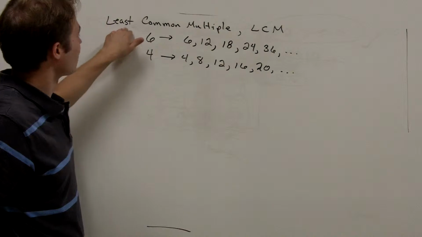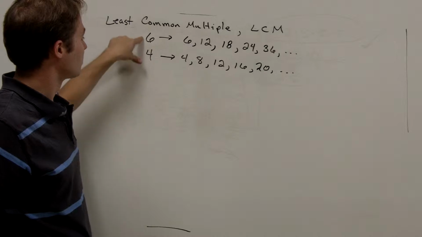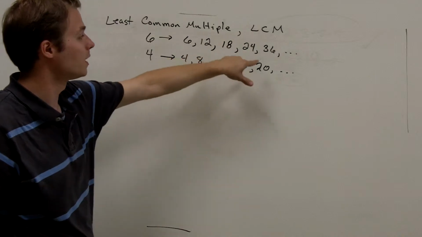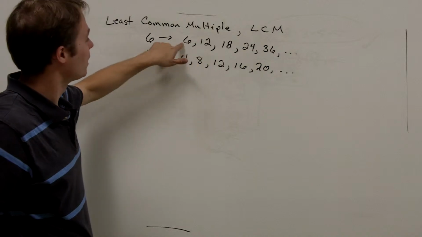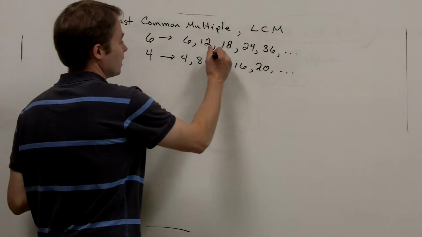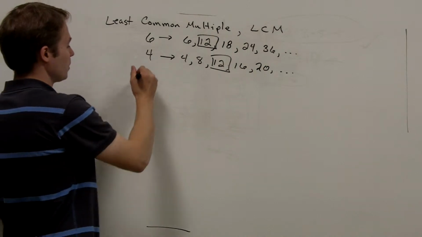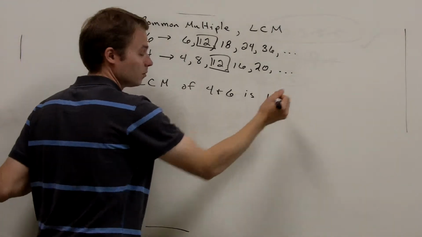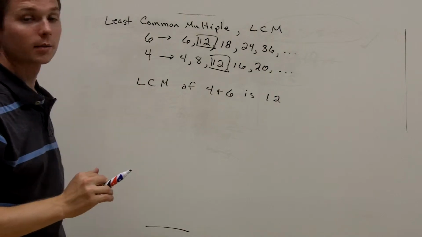Now, what I would like to find when I'm looking for the least common multiple is the smallest number that both of these numbers have in common as their multiple. In other words, what is the smallest one of these numbers that exists in both of these lists? For example, 4 and 8 are small, but they don't exist in this list up here. The smallest number that exists in both lists is, in fact, 12. So we'll say that the least common multiple of 4 and 6 is 12. It's the smallest number that is divisible by both of these.